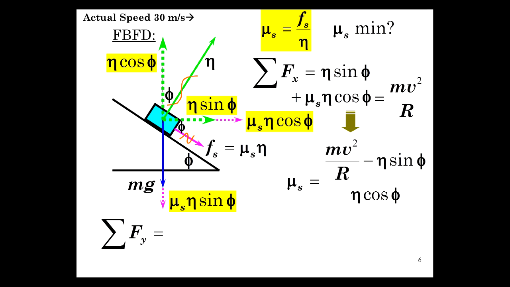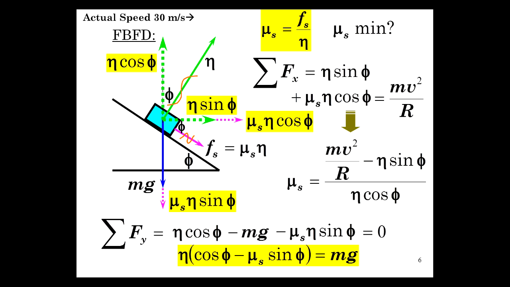Let's now write the sum of the forces in the y, which of course is going to be this minus all this, which have to add up to 0. So normal cosine of phi minus mg minus mu s normal sine of phi equals 0. And we see the normal in two places here, so let's factor that out.